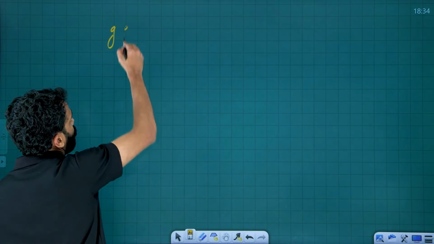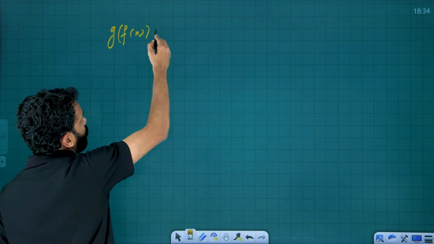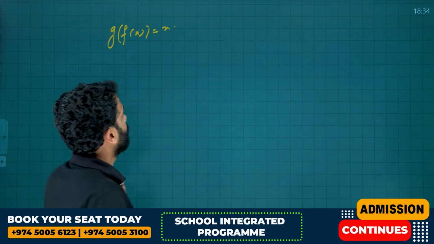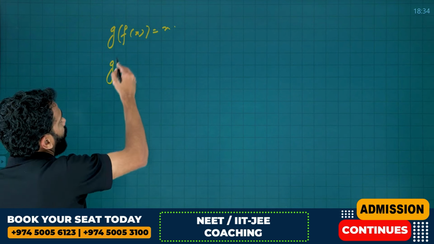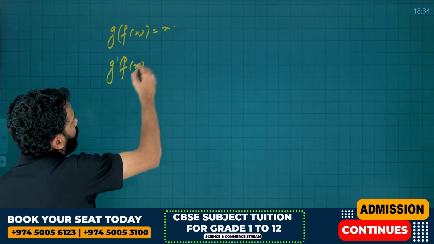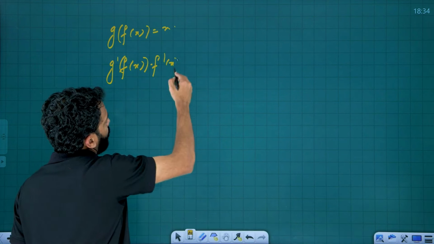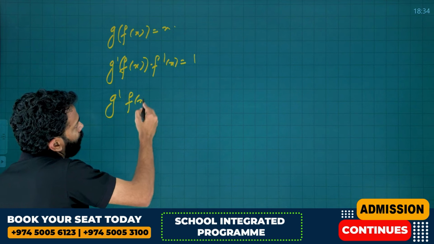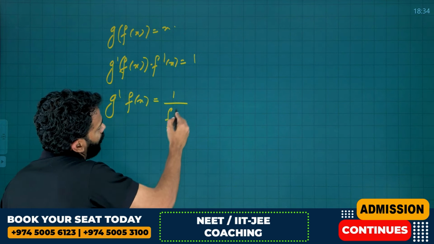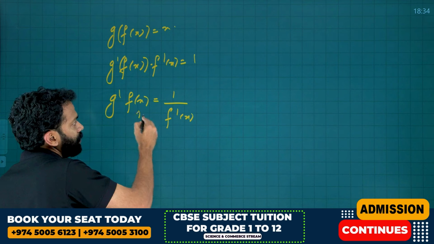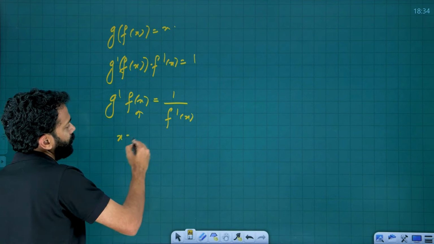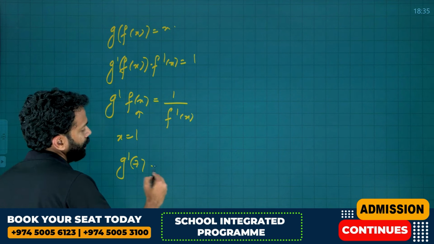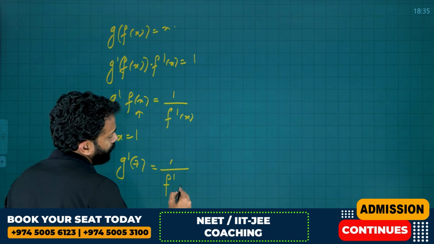We know that g of f of x is equal to x. Apply chain rule here and differentiate, and you will get g dash of f of x into f dash of x is equal to 1. Therefore, g dash of f of x is equal to 1 by f dash of x. We need to make 7 here, right? Therefore, put x is equal to 1. That is, g dash of f of 1, that is 7, is equal to 1 by f dash of 1.